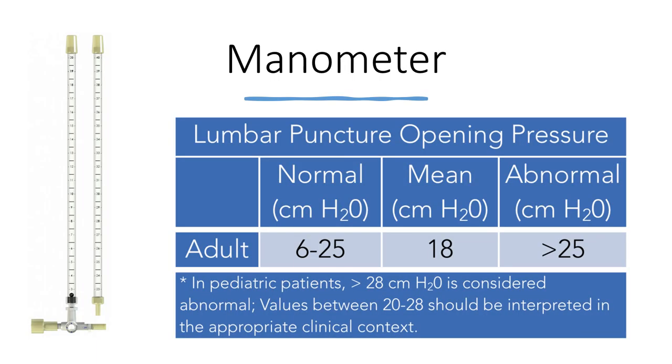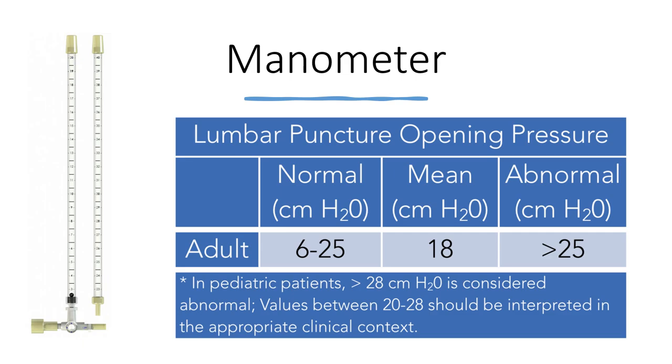A manometer. This is a device that will measure pressure in the spinal column. A change in pressure will cause the cerebral spinal fluid to rise or fall, and this device is used to measure that. Here are some ranges for an adult and then a pediatric. I personally have never had to do any pediatrics, only adults. It's pretty neat to see how quickly it rises if it's got a lot of pressure, and then it takes a long time if there's hardly any pressure.